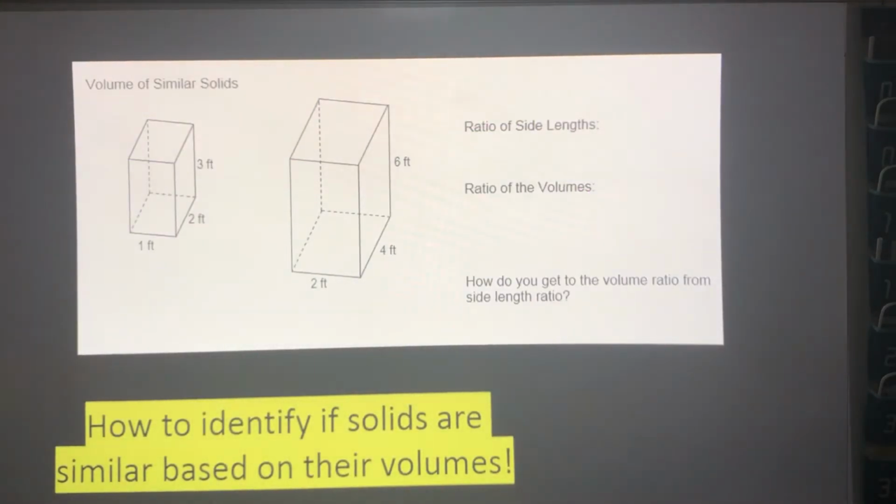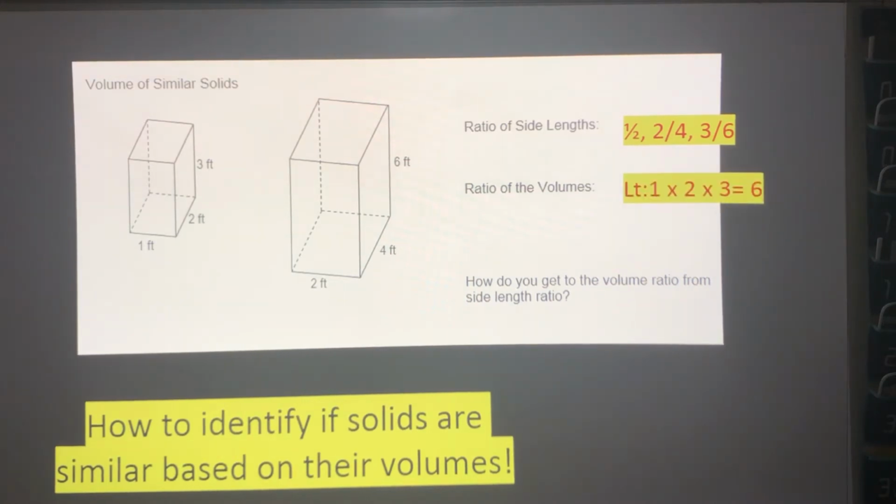All right, so there were two examples of how to find out if something's similar based on linear dimensions. Now we're going to talk about what happens if we know their volumes. In this particular case, we're going to compare ratios of side lengths. So the smallest to the smallest, the middle to the middle, and the largest to the largest. We have 1/2, 2/4, and 3/6, and all of that would simplify down to 1/2. So our ratio of side lengths is 1 to 2.